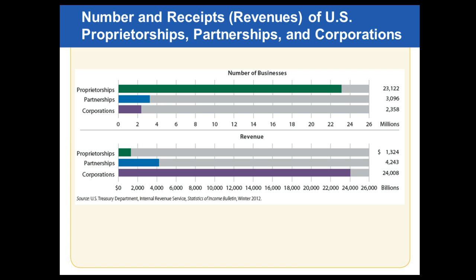So as you can see here, guys, number and receipts revenues of U.S. proprietorships, partnerships, and corporations. Do you see in millions the number of proprietorships are about 23 million? And partnerships are about 3 million, and corporations are only about 2 million. But out of those only 2 million corporations, they create revenues of over $24 billion, where proprietorships only have revenues of about 1.3 billion. You see? So the point here is to say, while we have so many businesses that are operating as proprietorships or partnerships, the real money is coming in from those 2 million corporations.